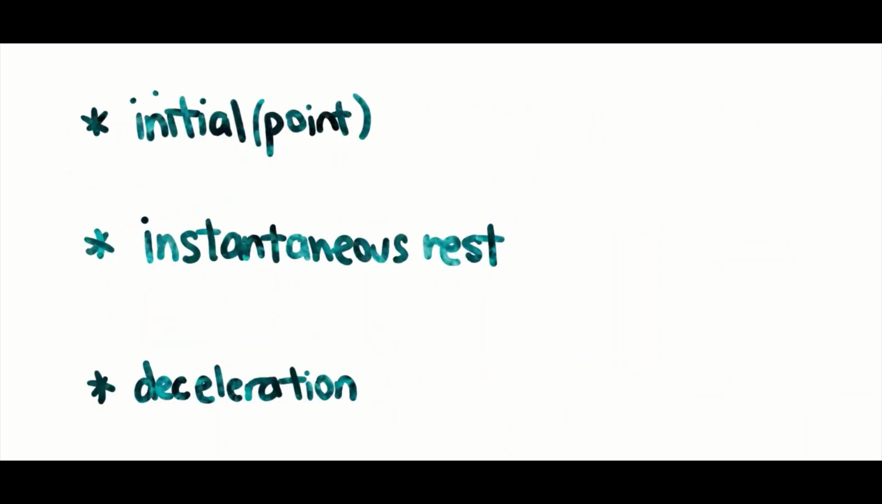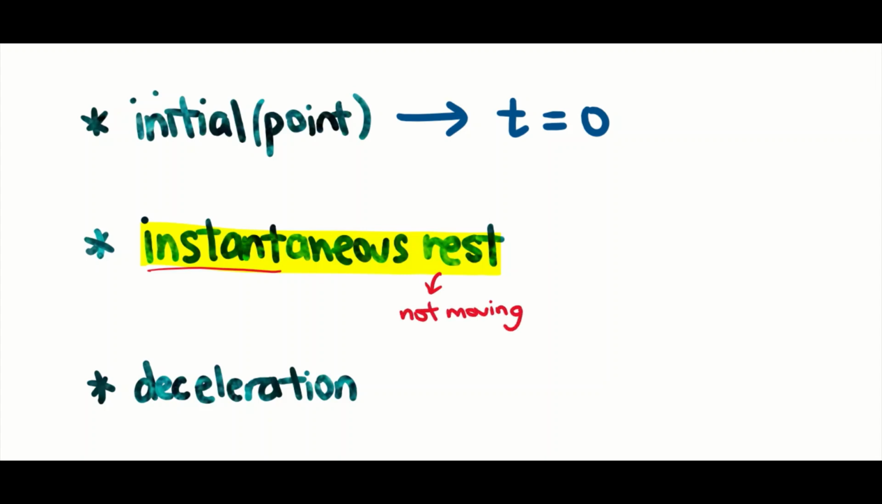There are three other main concepts in this chapter. When they say initial point or there's a keyword initial, it just means that the particle is just starting to move. Just starting to move means my time t is equals to 0. When the question says instantaneous rest, it means resting at that very instant. And resting means not moving. And when it's not moving, what happens to its velocity? Velocity, which is your speed, would be equals to 0.